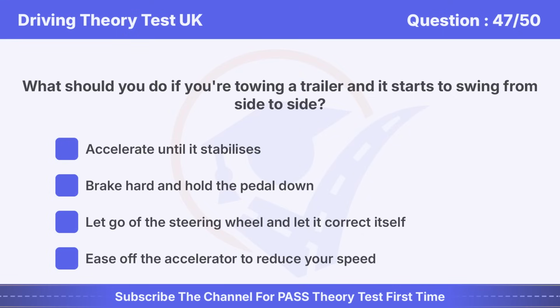Question 47. What should you do if you're towing a trailer and it starts to swing from side to side? Option A. Accelerate until it stabilizes. B. Brake hard and hold the pedal down. C. Let go of the steering wheel and let it correct itself. D. Ease off the accelerator to reduce your speed.